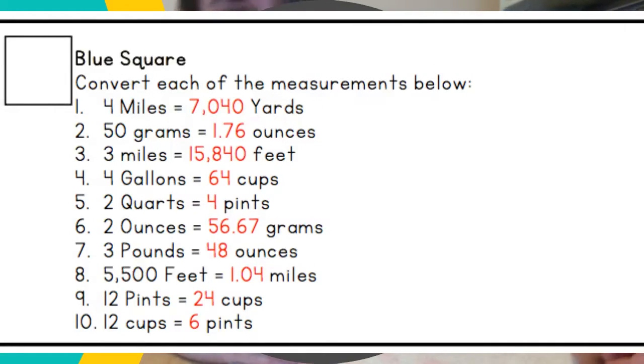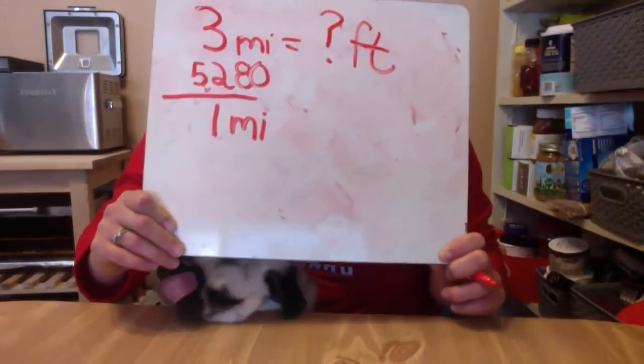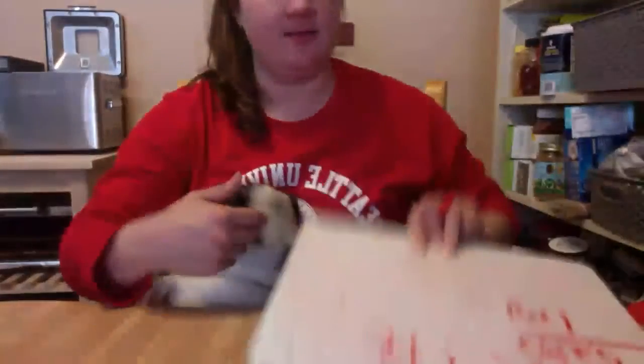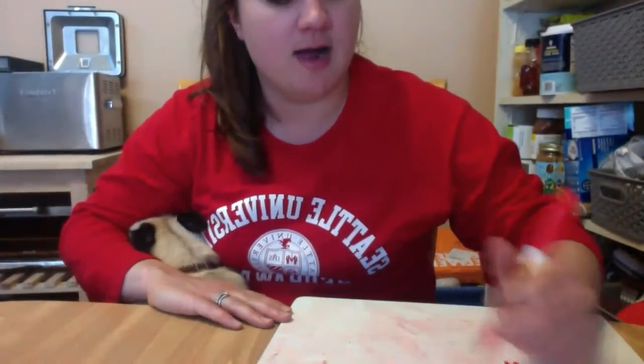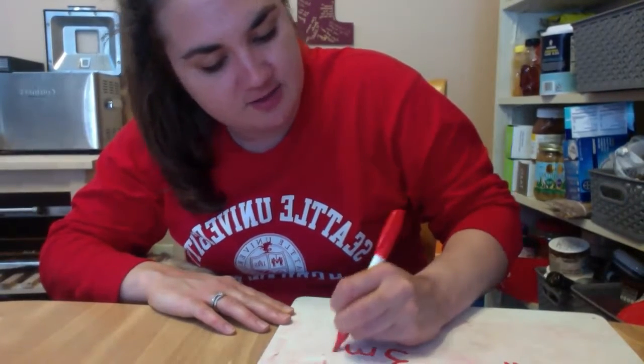So there are 5,280 in 1 mile. So I'm setting this up like so. There are 5,280 feet in 1 mile. In my question, I know miles, not feet, which is so much easier to work with. So I'm going to copy down my 3 miles into the right spot.